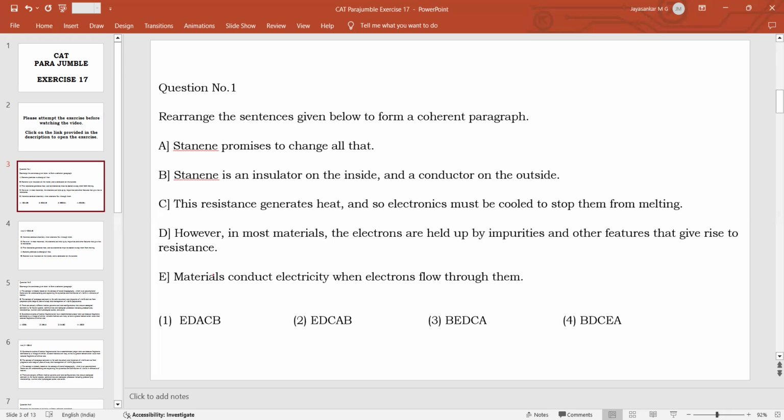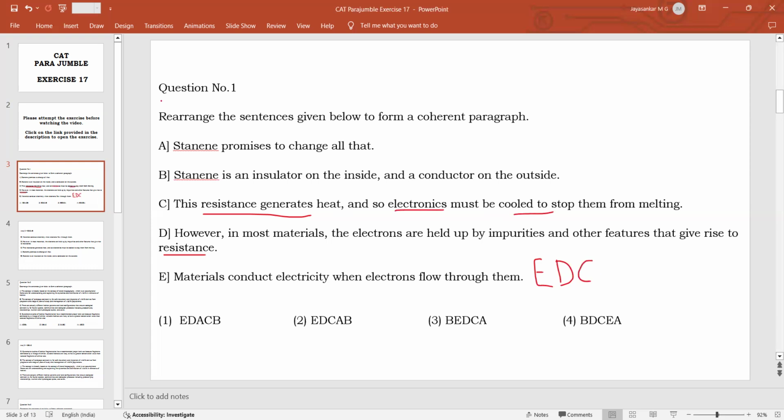What can you find? You can easily find a connection between the sentences. That is, materials conduct electricity when electrons flow through them. However, in most materials, electrons are held up by impurities and other features that give rise to resistance. And this resistance generates heat. So we can easily see that EDC is a sequence. He is talking about how materials conduct electricity, then what problems happen: because of the impurities, resistance is created for the conduction, and because of this resistance, heat is generated, so electronics must be cooled to stop them from melting. So this is a sequence.